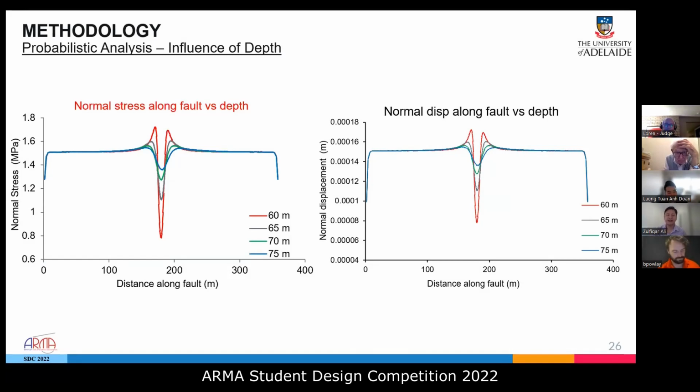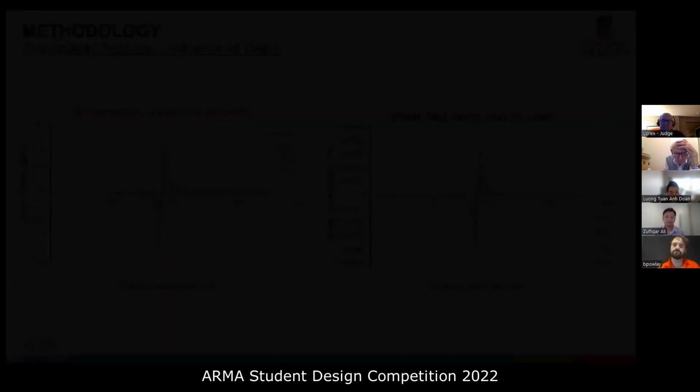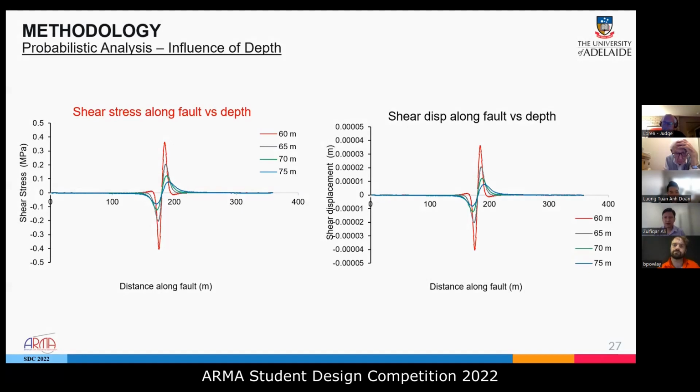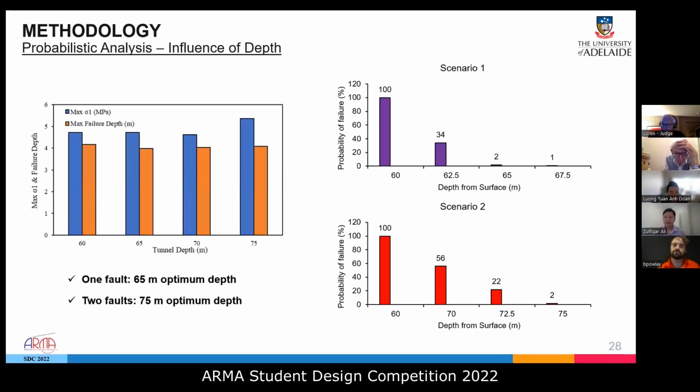Following the sensitivity analysis, to find the optimum depth of the tunnel, analyses were performed for tunnel depth between 60 and 75 meters at an interval of 5 meters. Normal and shear stress distribution and displacement corresponding to these depths are as shown. The maximum stress and deformation corresponding to the depths are shown on the left, while the probability of slip at various depths for a single fault and a double fault scenario are shown on the right.